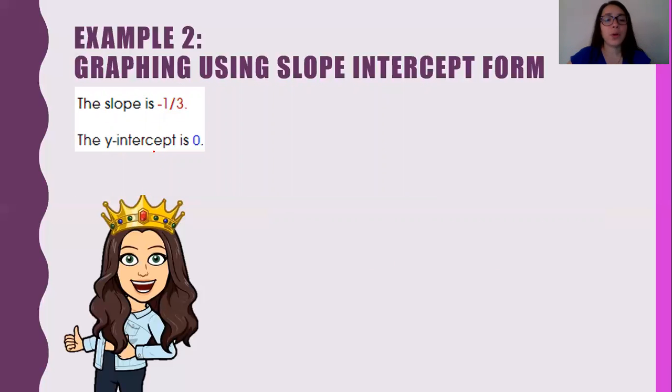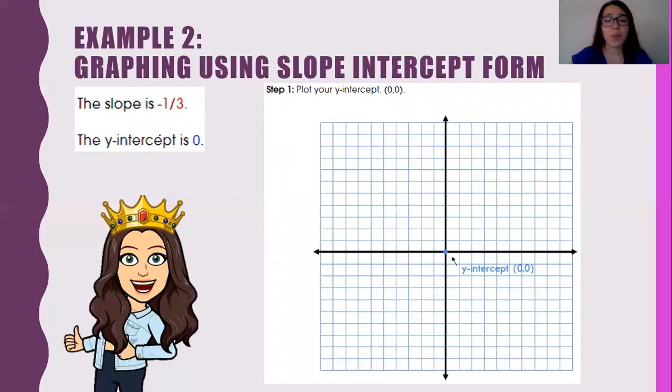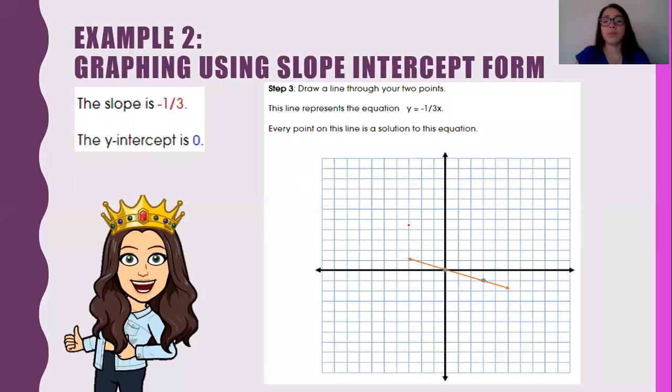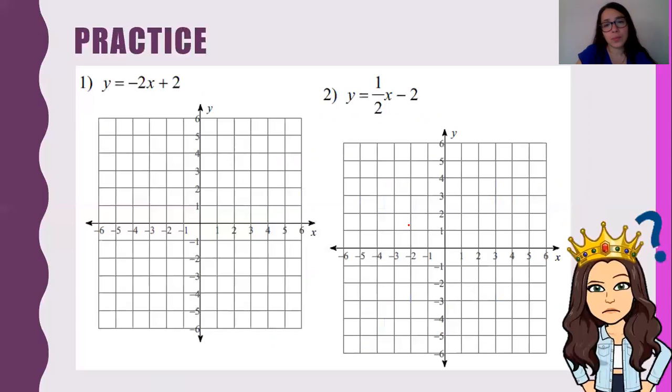So now that I have my slope and y-intercept, I know that when I graph, my y-intercept, which is what I graph first, is at 0. Notice it's already there for me. My second step is to take my slope, and from 0, I go down 1 because of the negative 1, and to the right 3. Notice that's what they do here. They go down 1 for the negative 1, and then to the right 3. That makes a second point. Then using a ruler, I would connect those dots to make my line. Again, every point on this line is a solution to the equation.